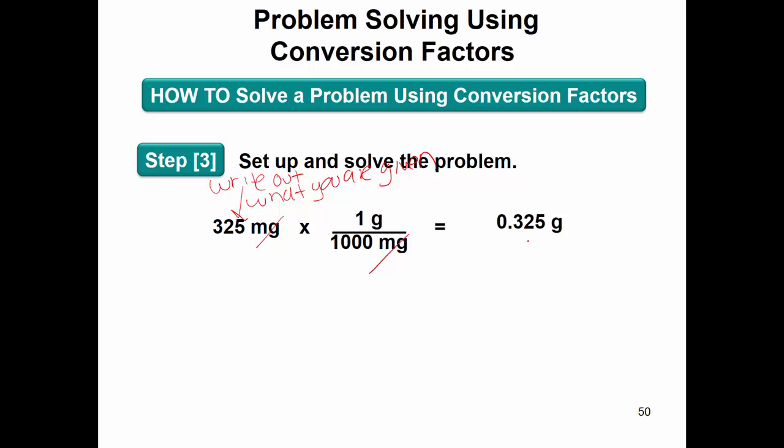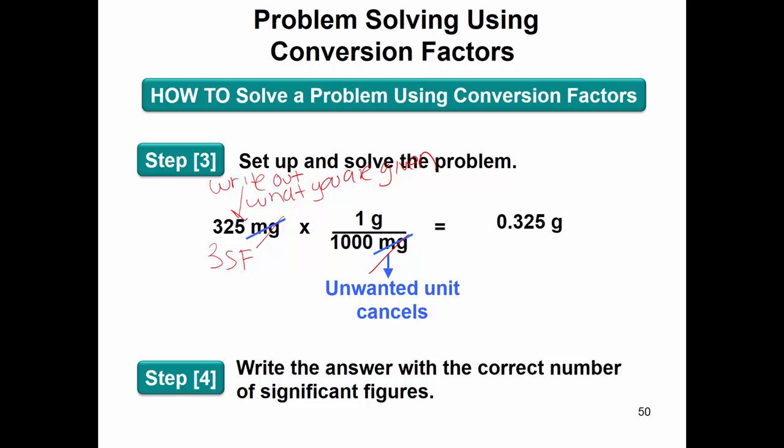And so our answer is really just moving. We divided by 1,000, so all we did was move our decimal place over 3 places, and we get 0.325. We've got 3 sig figs in our answer. This leading 0 is not significant. Our unwanted units canceled, and we have 3 sig figs: 0.325 grams.